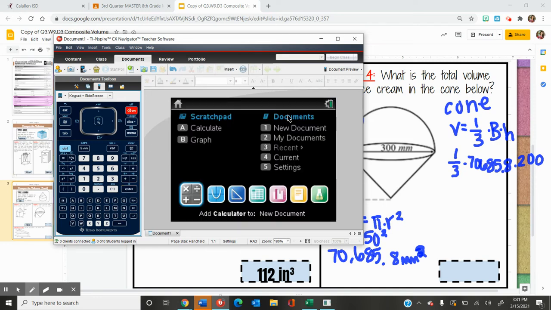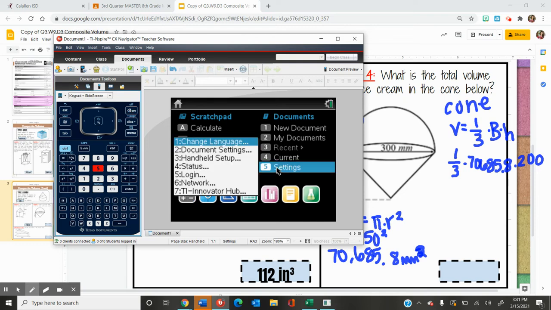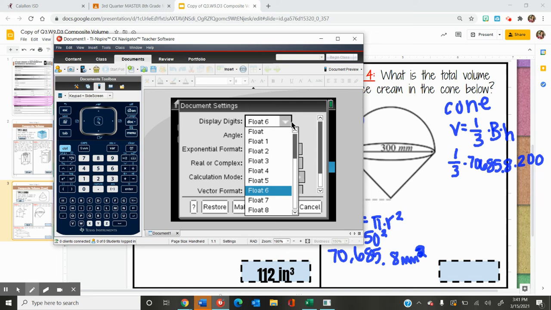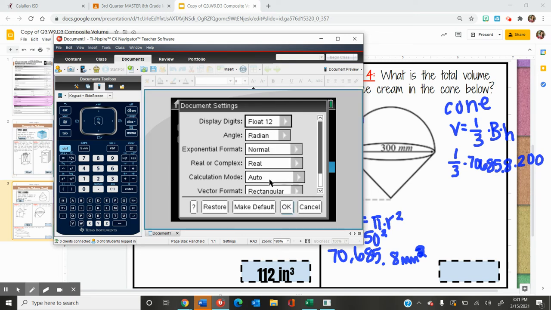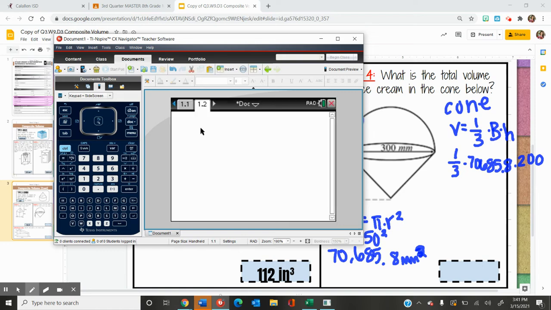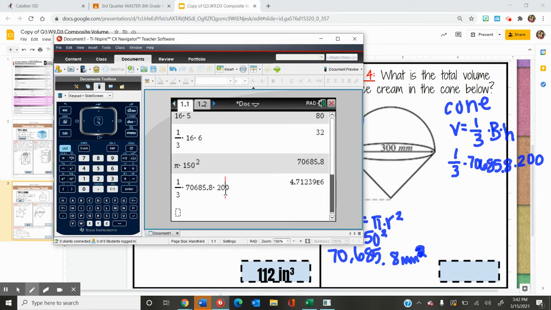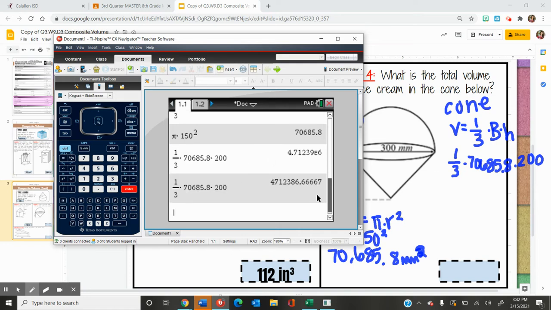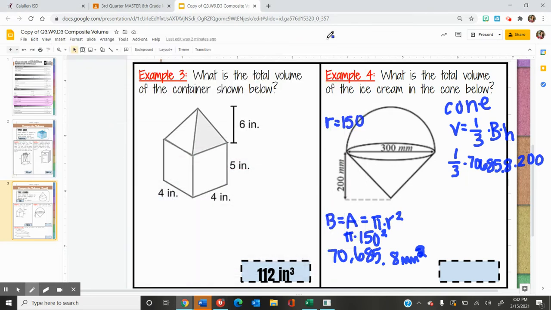So I'm going to go ahead and press the on button. I'm going to press 5 for settings and 2 for document settings. It says here display digits and it says float 6. Change this to float 12. And then, okay. So I'm going to go back to over here and I'm going to just retype that in. And here's my full number. I get 4,712,386.7. So that is the volume of my cone.